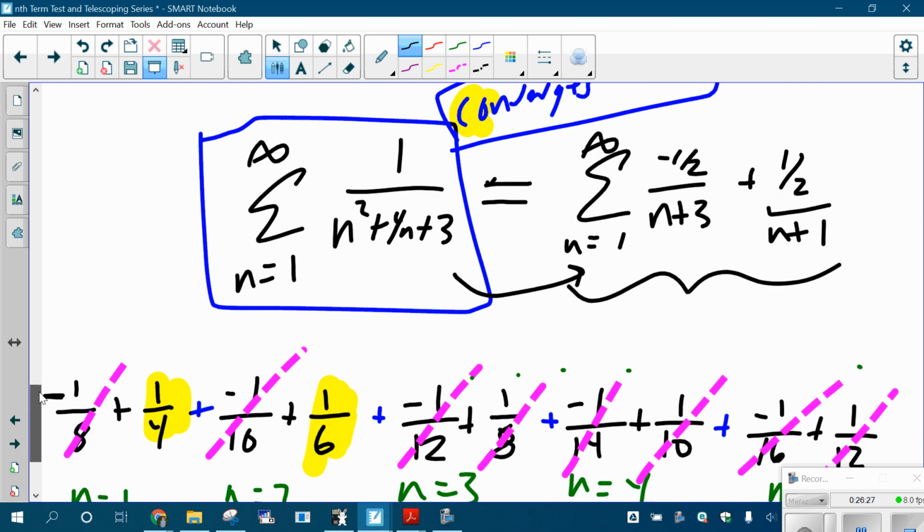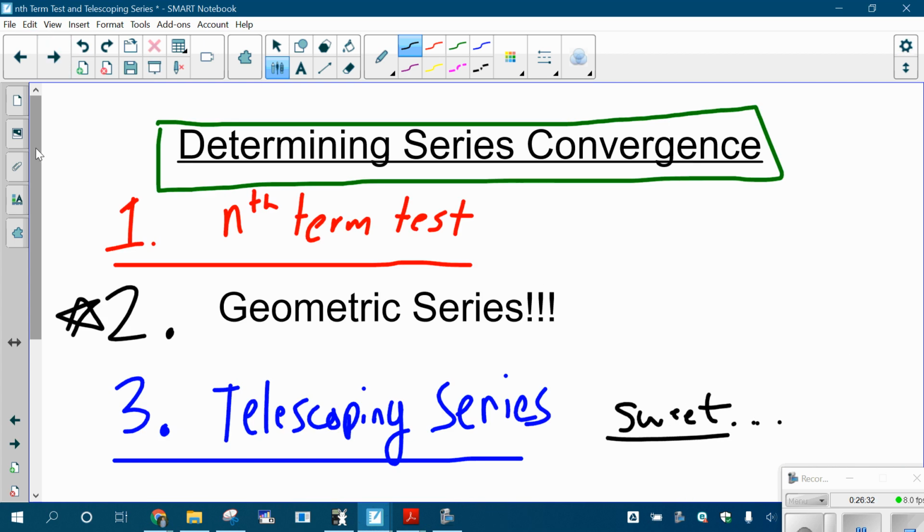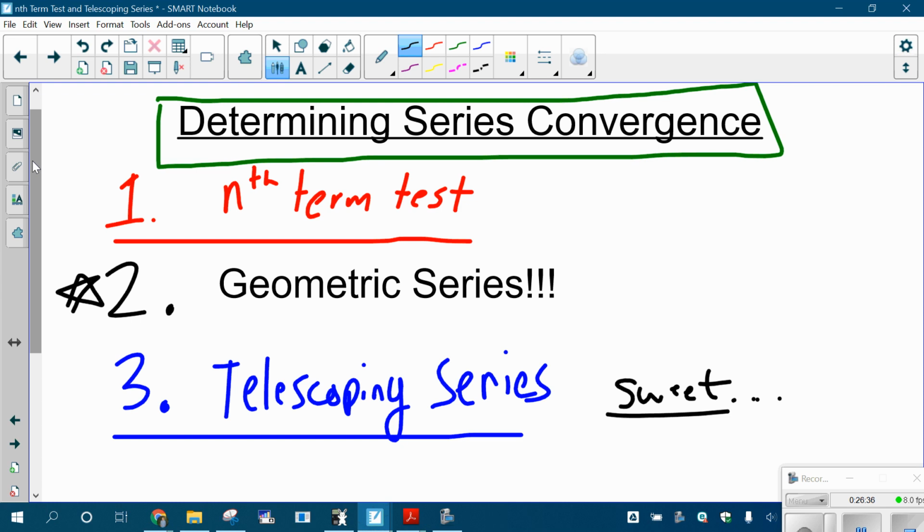Okay. I know this has been a lot. Just to jump back to our chart here. Here are ways to determine whether a series converges or diverges. Check for that nth term test. Maybe the series is geometric, in which case I can use stuff from AATA. Or it either looks telescoping, or I can make it telescoping using that partial fraction decomposition.